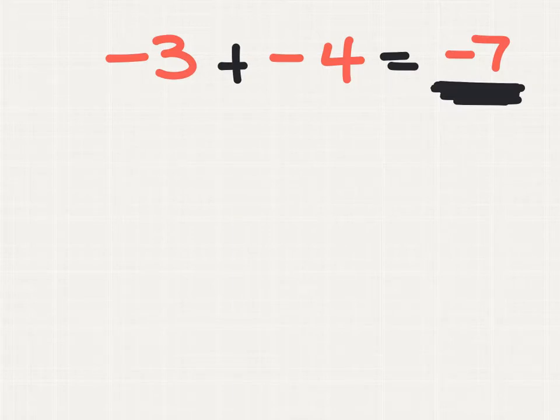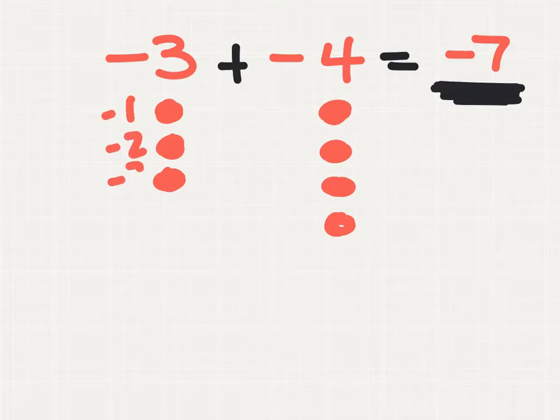So first, I model -3 with 3 red counters. And then I model -4 with 4 red counters. I can read this problem as -3 and -4. Well, -3 and -4, when I count these counters, give me a total of -7, which is what I have as my sum.